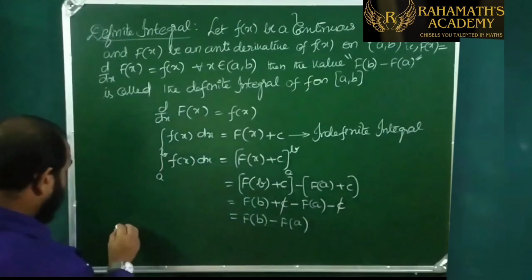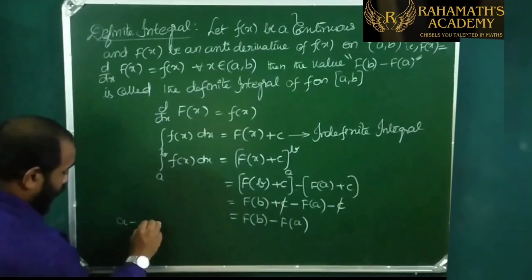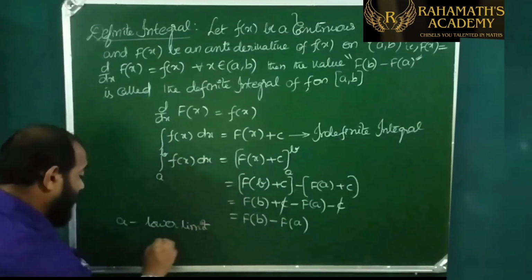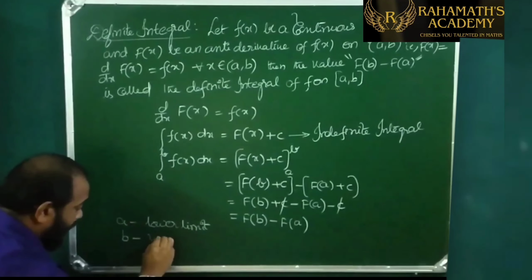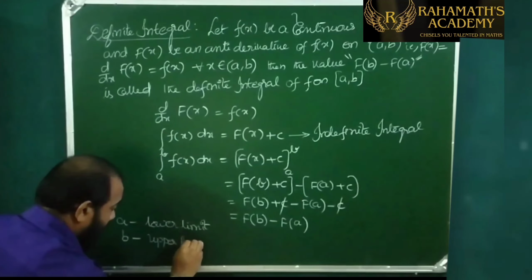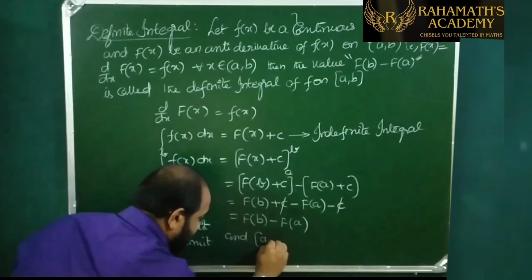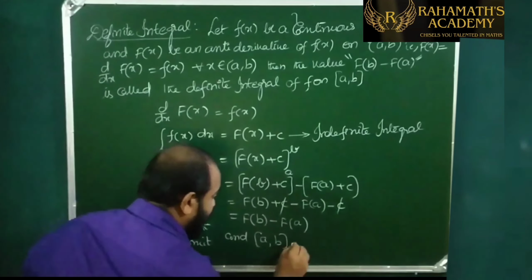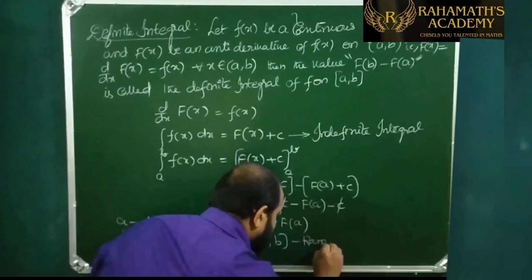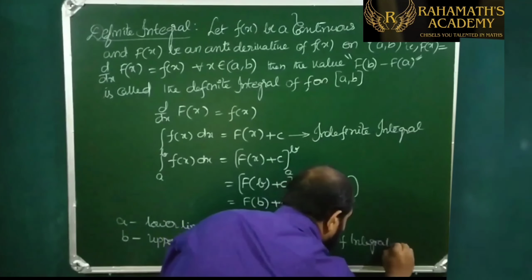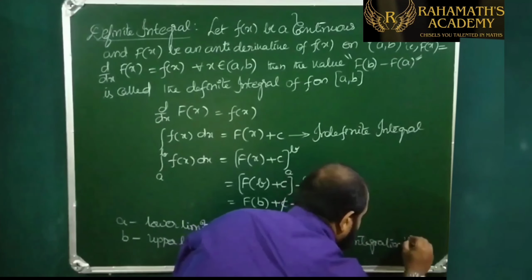So here a is called the lower limit and b is called the upper limit, and this closed interval [a, b] is the range of the integration variable x.